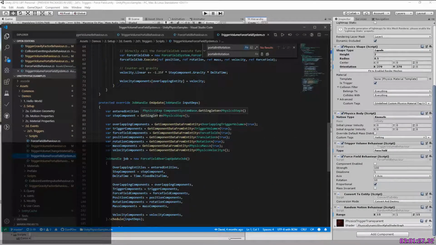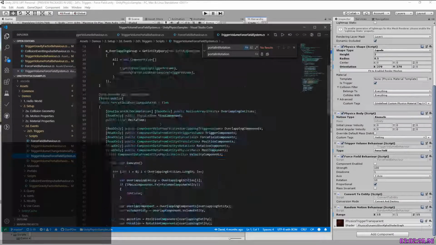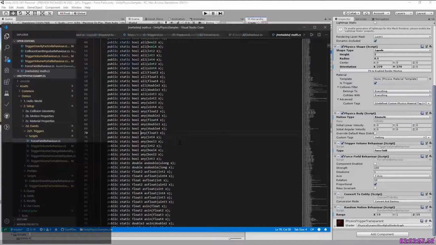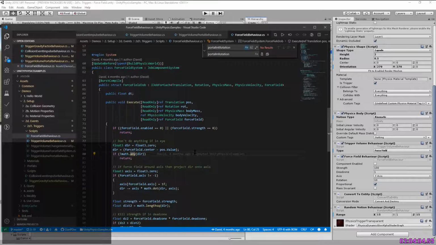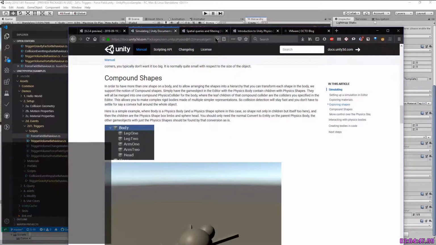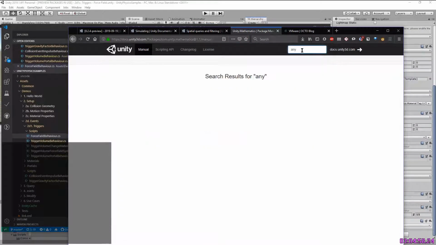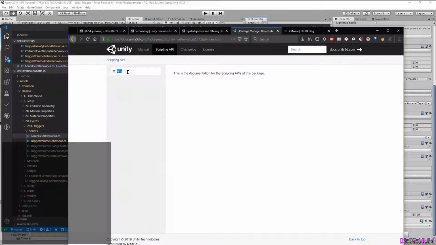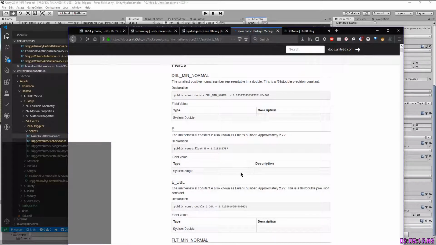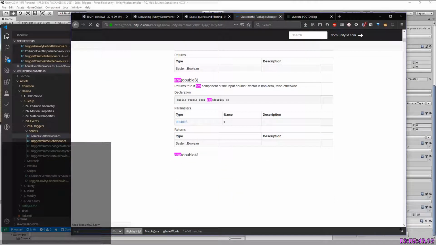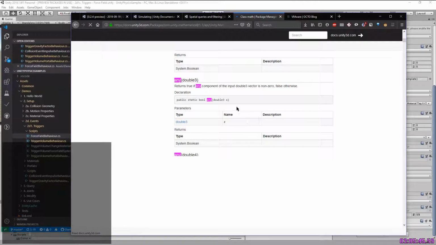Get singleton. I haven't seen that before. Never seen this before. Math.any. I guess that means if it has any value. Let's see what math.any means. Yeah, I'm pretty sure if it's a non-zero, it's true.